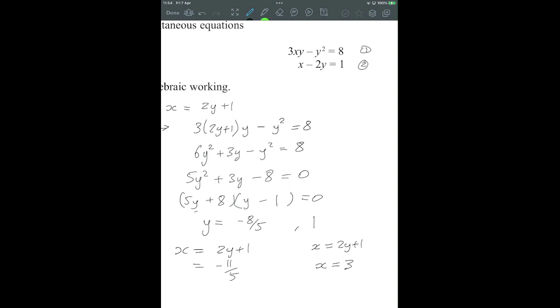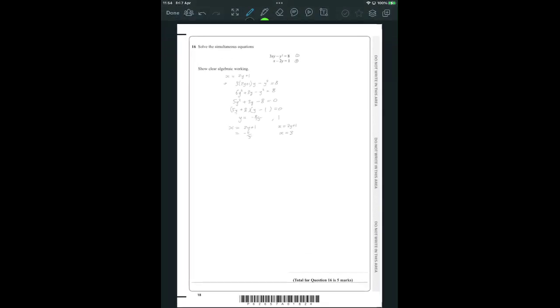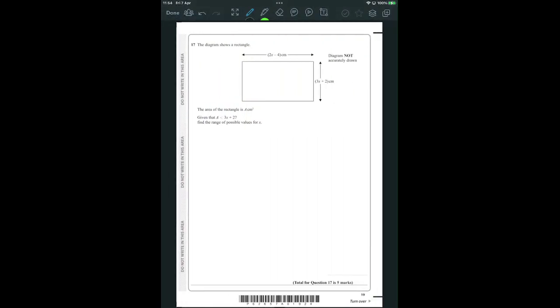So that solution worked. The other one, 3 times 3 times 1, subtract 1 squared, also gives me 8. Brilliant. So those two solutions are correct. They have to be correct. There's no other options. Question 16 done.